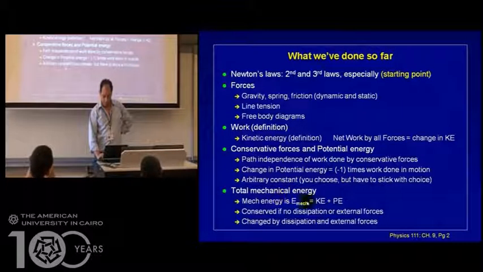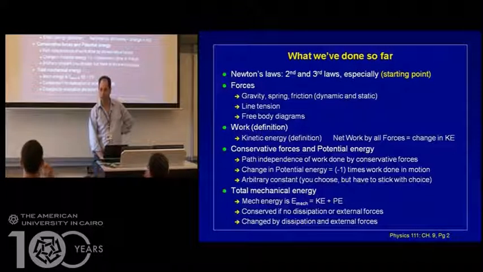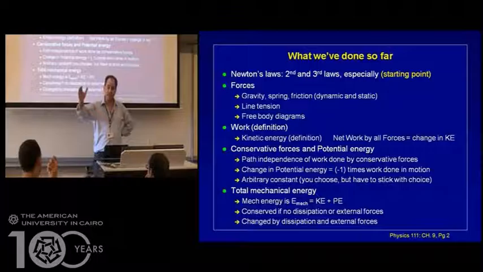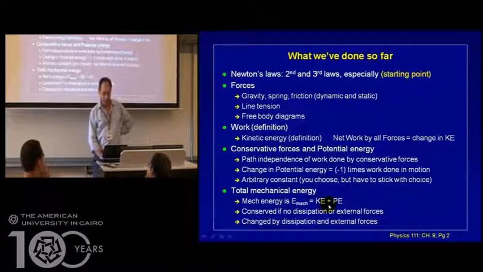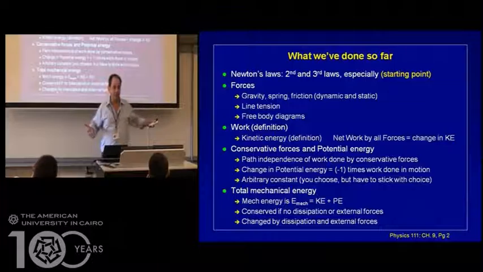And we talked about the total mechanical energy, which says the total mechanical energy is the sum of the kinetic energy and the potential energy. This is the meaning of the total mechanical energy. And the total mechanical energy is conserved if there is no dissipation or external forces. If there is no losses in the energy, then the forces will be conservative in that way. The total mechanical energy will change from a point to another if you lose energy.